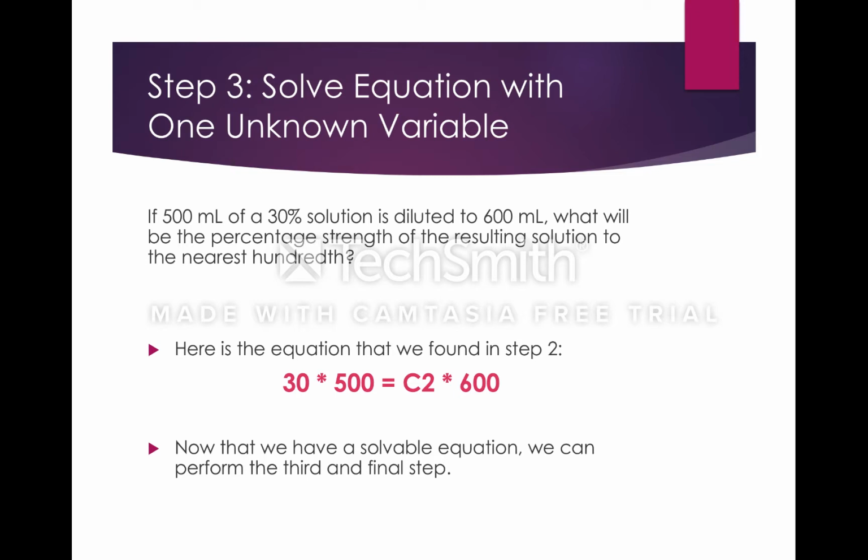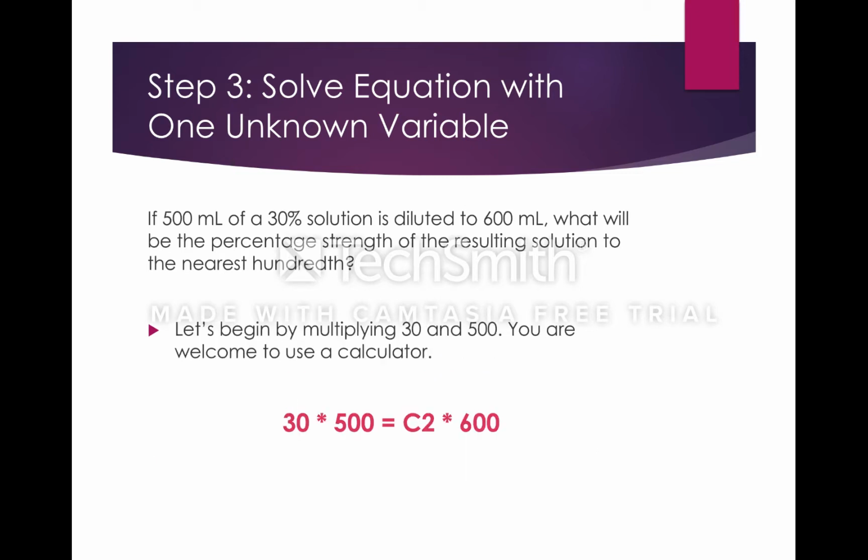Okay, moving back to step 3 for this original sample problem. So just follow along here. Now we have that equation from step 2. Now we have a solvable equation and we can perform the third and final step of the percentage strength solution calculation process. Okay, you can feel free to use a calculator for this part. We're going to begin by multiplying 30 and 500 for a product of 15,000.